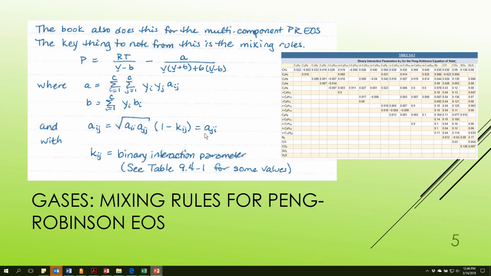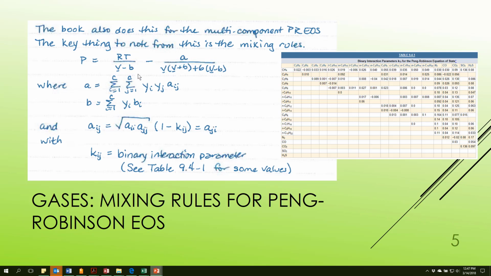We also can do this with any of those cubic equations of state. In the textbook, they show you the equation for the multi-component Peng-Robinson equation. I didn't bother writing that in here. You can look these things up. You can look them up for other equations of state also. But the key thing that I really think is important for you to notice is that now they introduce how to do mixing rules for these equations of state. They're all going to be a little different, but kind of similar ideas. So this is the Peng-Robinson equation. It doesn't look any different than it did before.